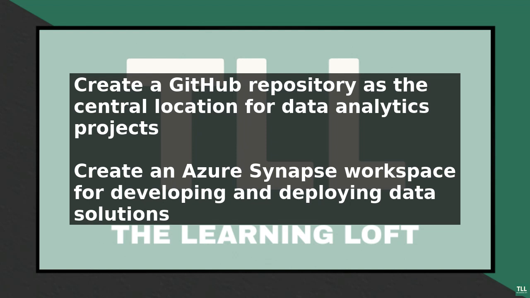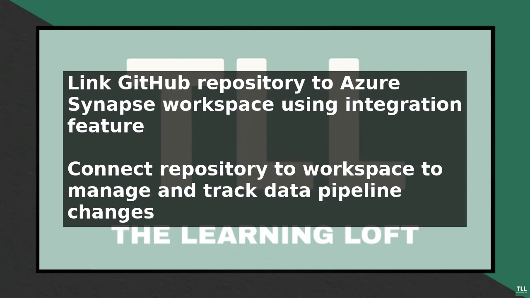Once you have created your GitHub repository and Azure Synapse workspace, you can link them together using the Azure Synapse GitHub integration feature. This feature allows you to connect your GitHub repository to your Azure Synapse workspace, enabling you to manage and track changes to your data pipelines.